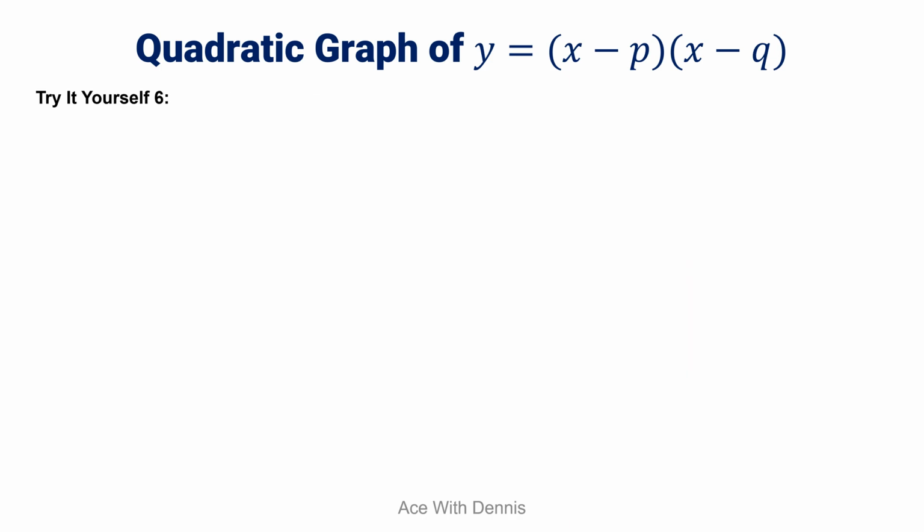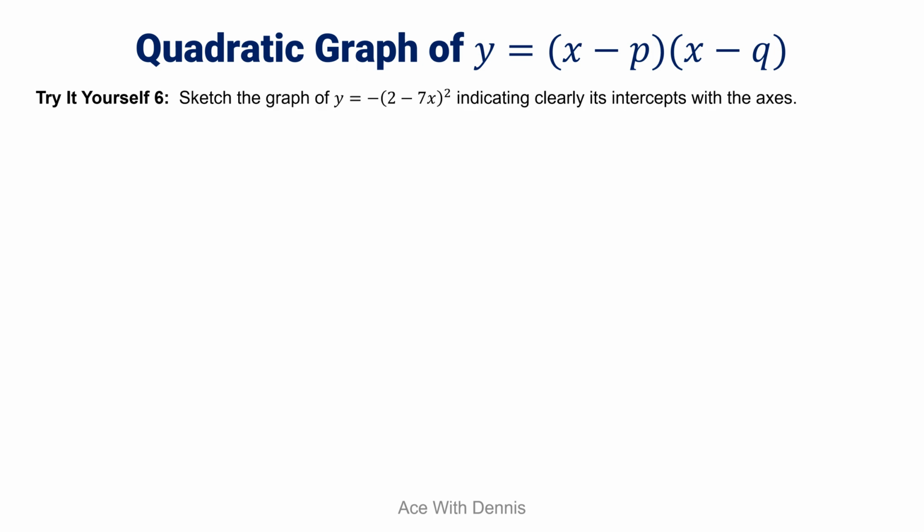Alright, now you can try this example yourself. Sketch the graph of y equals negative bracket 2 minus 7x square, indicating clearly its intercepts with the axis. Determine the nature and the coordinates of its turning point. You can pause the video and try to do it yourself.